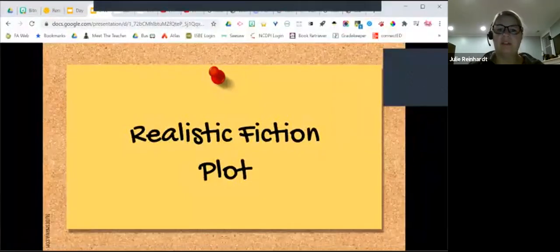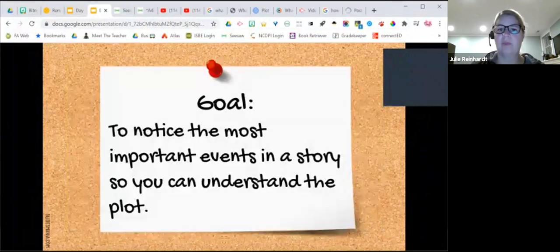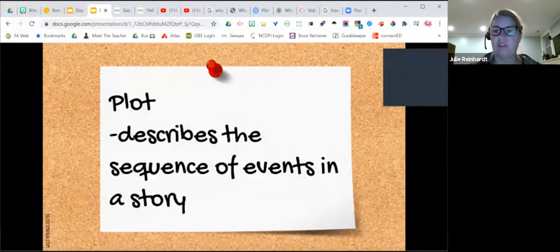Hi, fourth grade. Today we're going to start again with our writing unit about realistic fiction. Today's topic is plot. So our goal for our lesson today is to notice the most important events in a story so we can understand the plot. So let's refresh our memory.